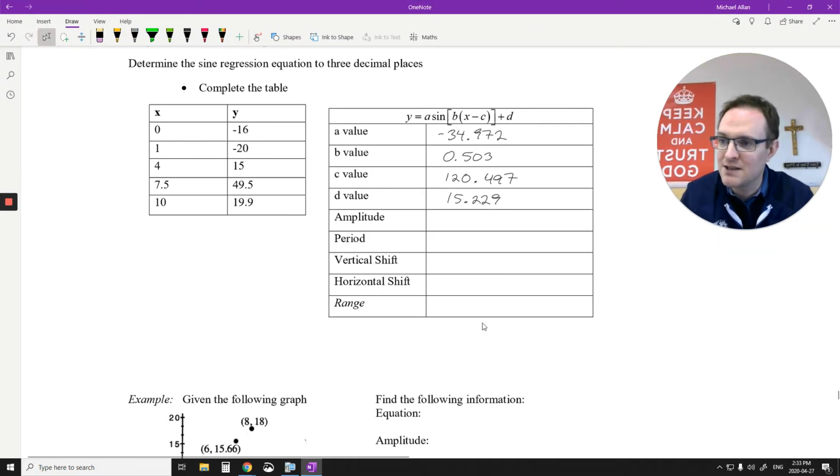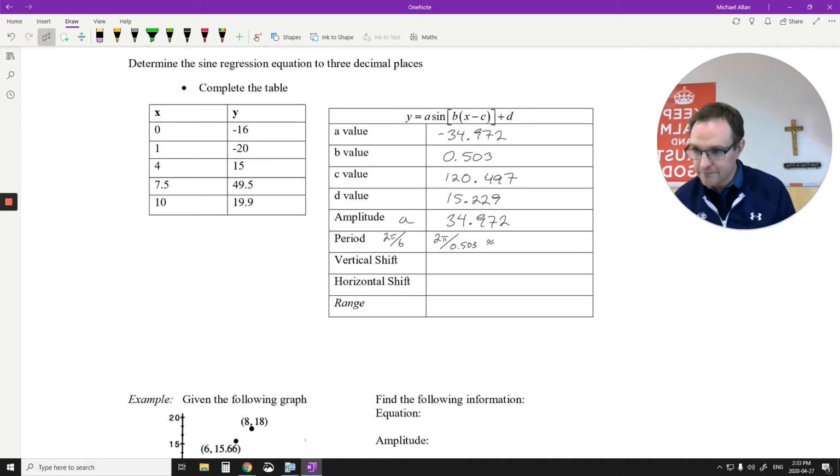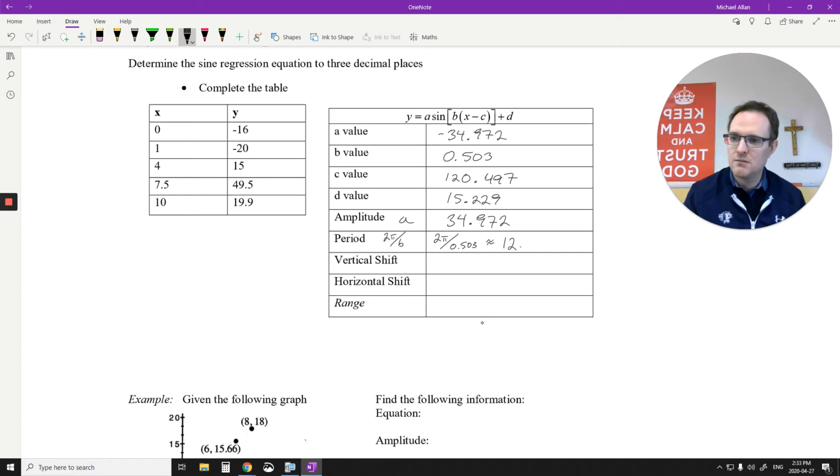So the amplitude is always positive, but it is the A value. So it's going to be that 35 number, 34.972. My period, because I use the graph in radians, remember our period is going to be 2 pi divided by our B value. So 2 pi divided by this 0.503 number. We give an approximate number here. So 2 pi divided by 0.503. So I get 12.491, okay.